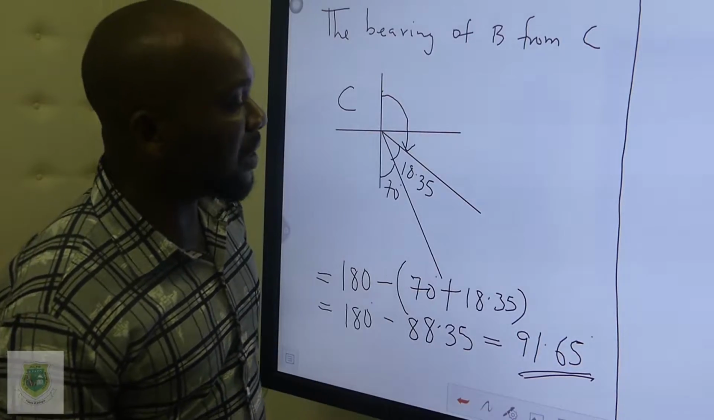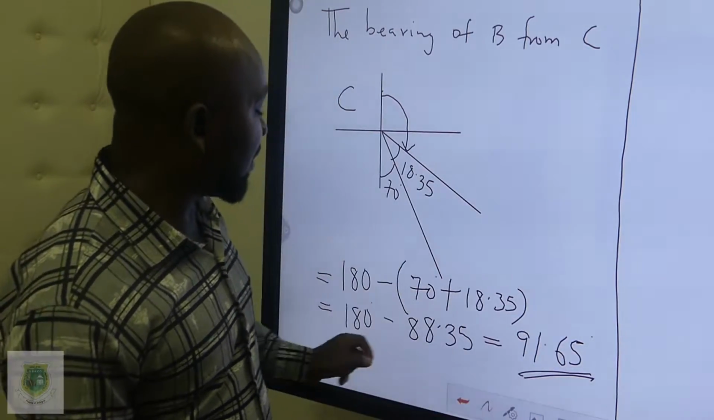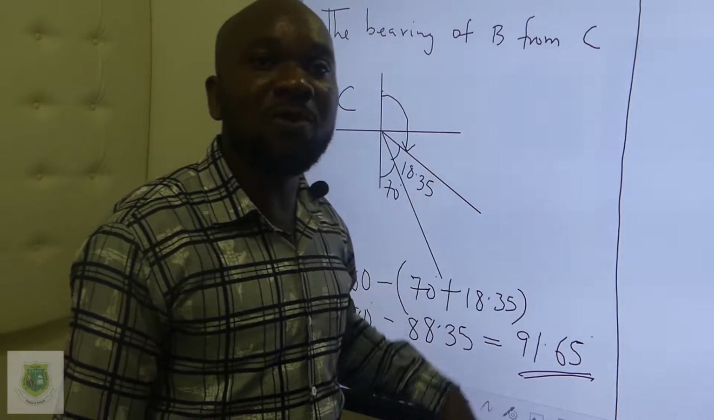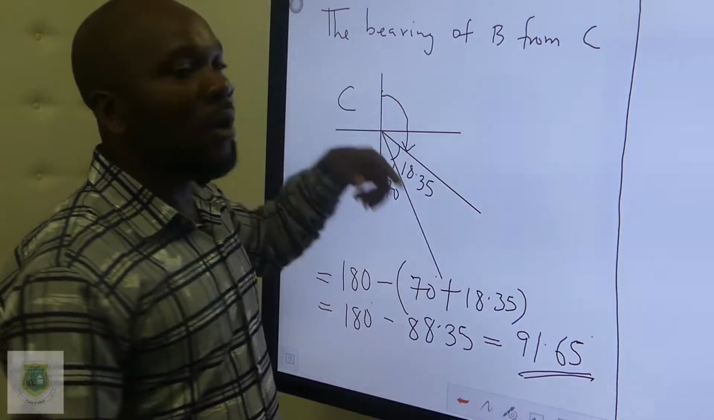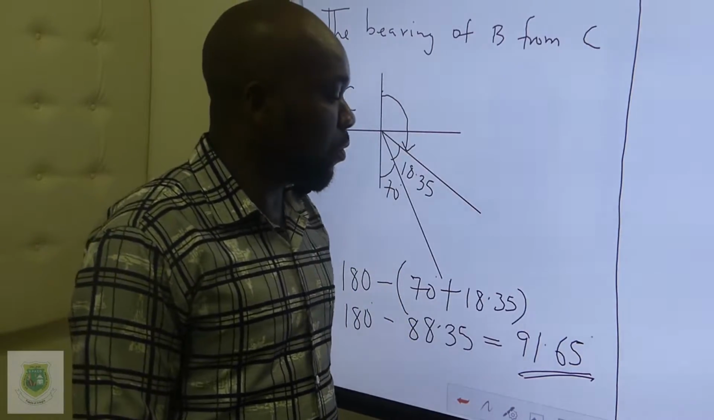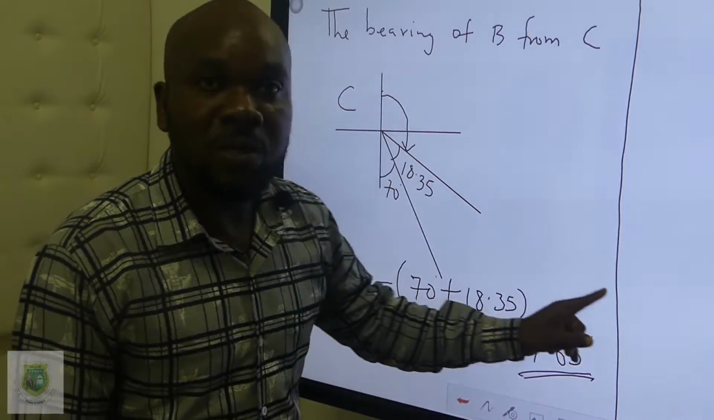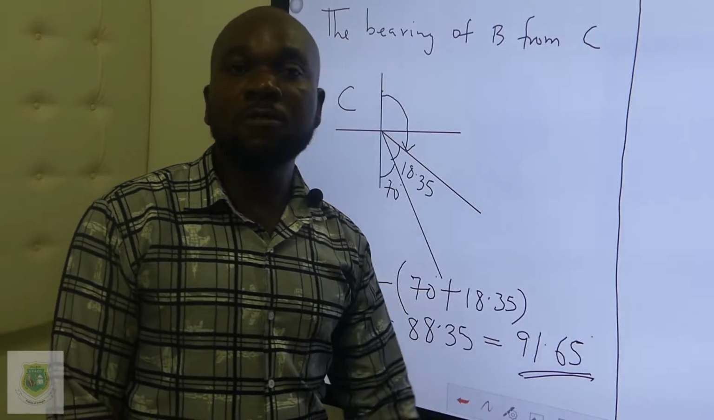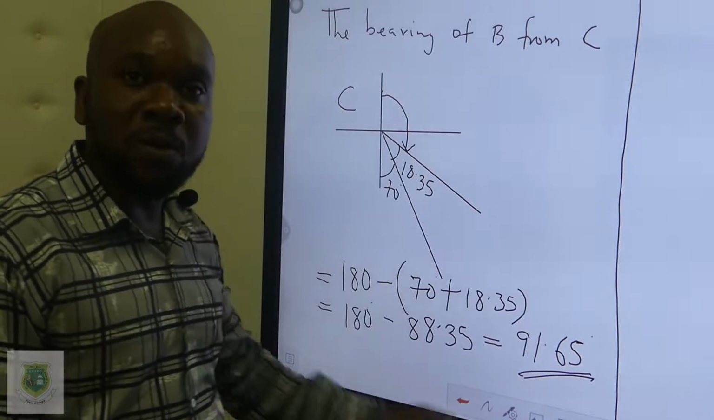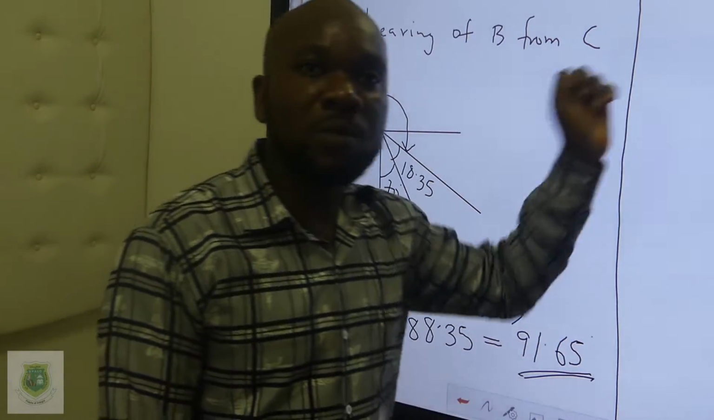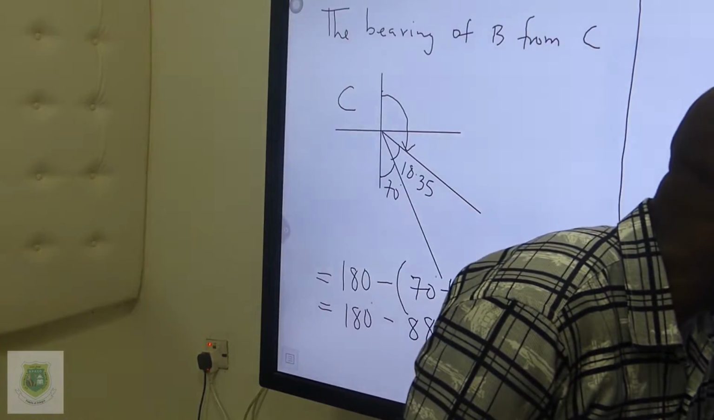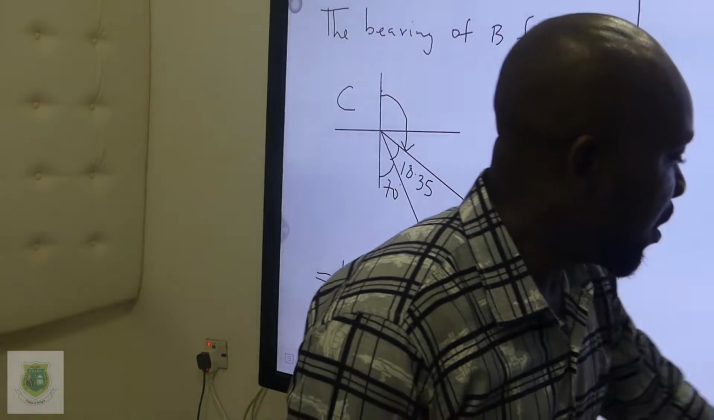So, what are we talking about? We are saying that this is the angle a person who is in town C will turn so that the person will move straight to town B, without moving from town C to A and from A to B. This is what we are talking about when we say bearing.